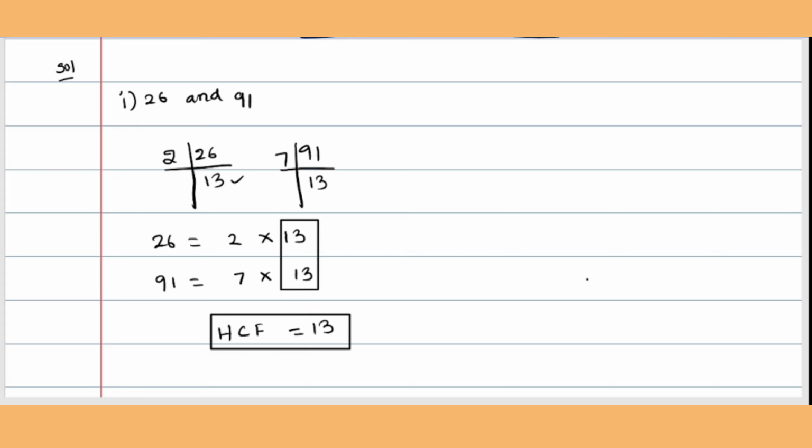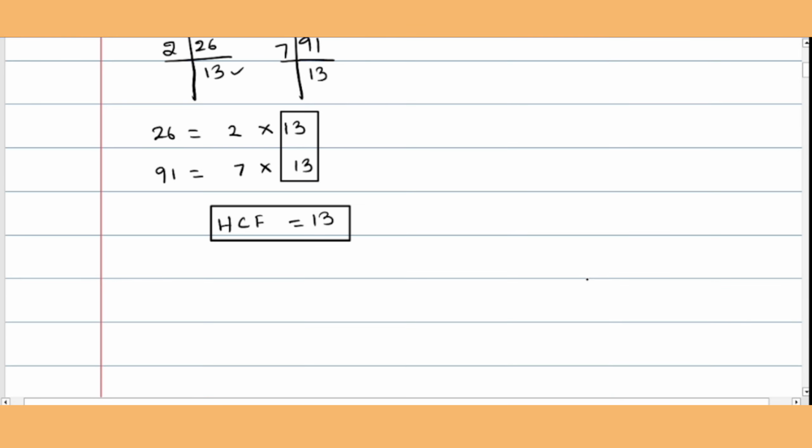Now we have to find the LCM. So the LCM is nothing but the least common multiple. Take the products of highest powers of all primes. Now the LCM is, we have 2 multiplies 7 multiplies 13, which is nothing but 182.